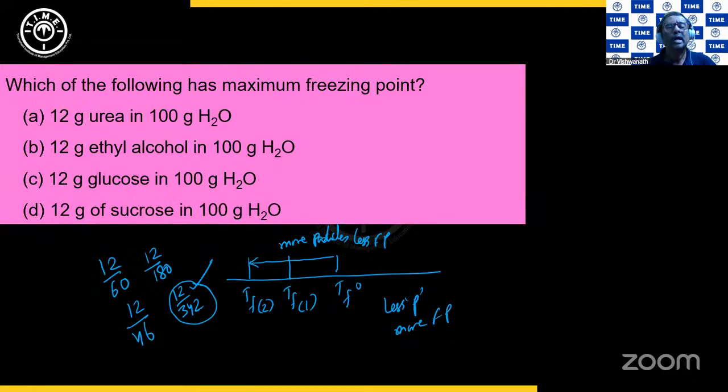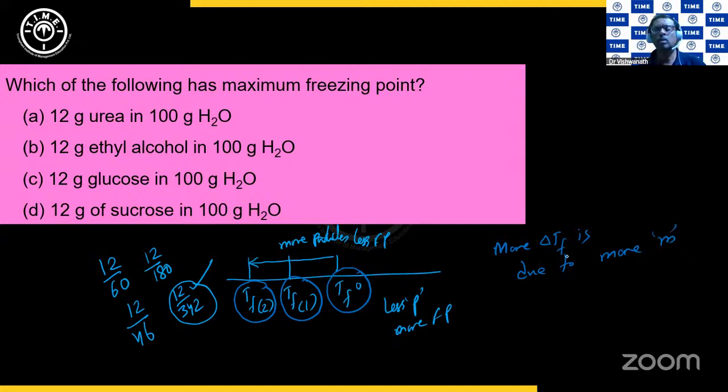Now, which of the following has maximum freezing point? So this is one very important thing. Let us say that this is the freezing point of the solvent. This is freezing point of a solution 1. This is freezing point of the solution 2. Which solution will have less freezing point? More delta TF is due to more m, molality. More molality, more will be the depression in the freezing point.